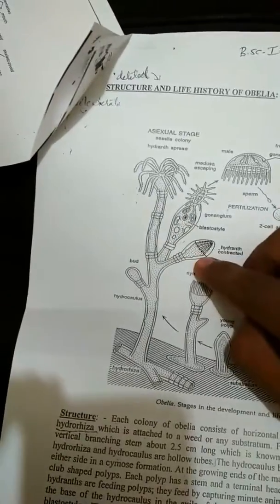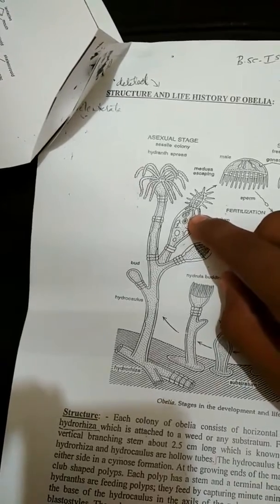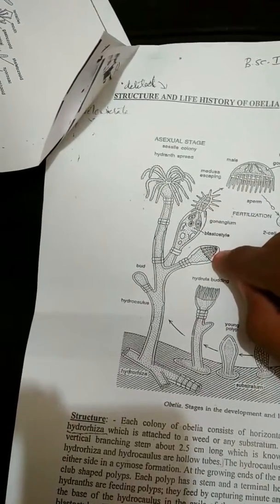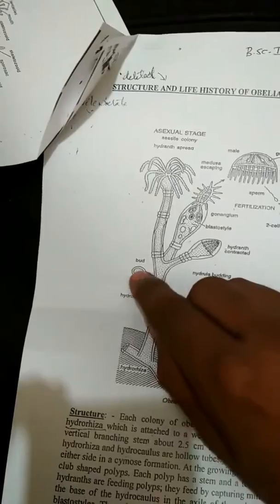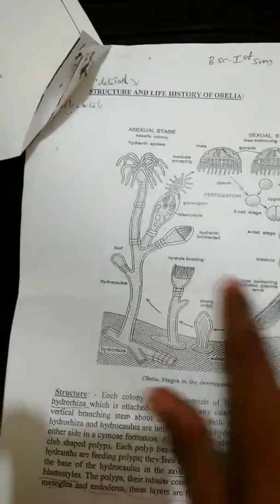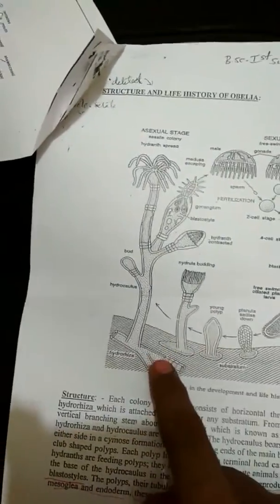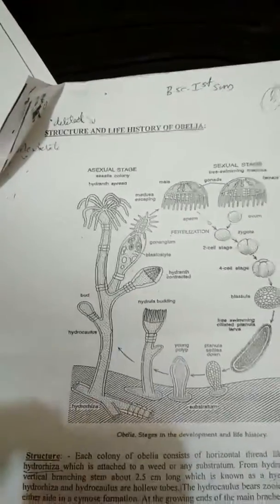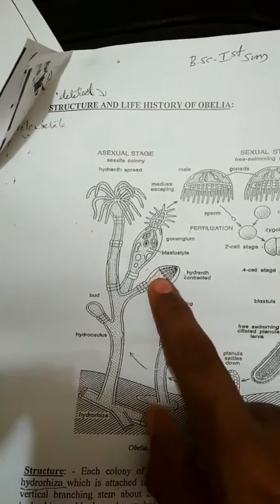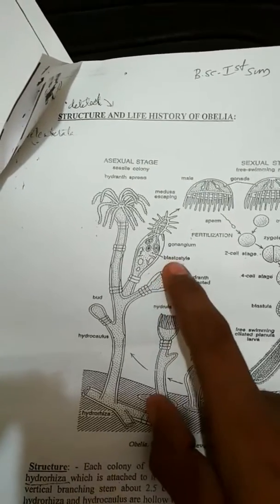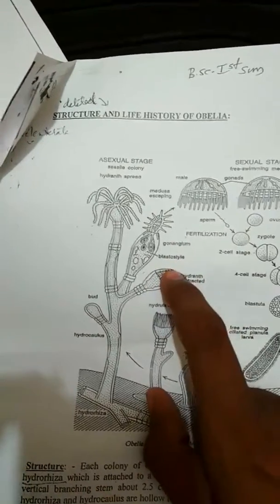Here, this is the polyp, this is the blastostyle, and this is the hydranth structure. These are present in marine water. This hydranth is a cap-like structure present on the surface of its body. This is called a feeding polyp.